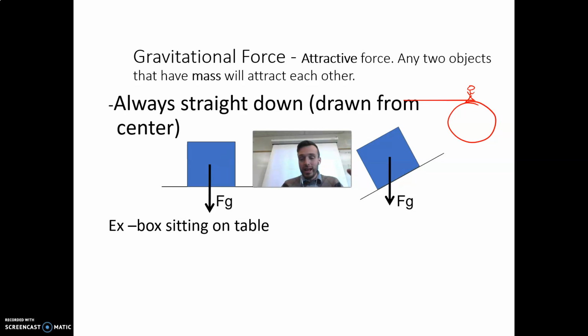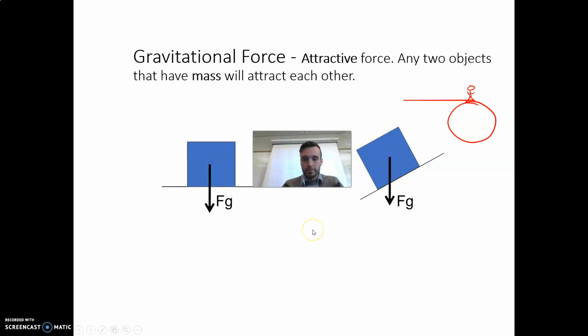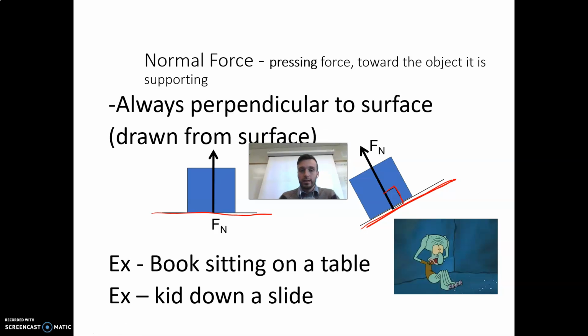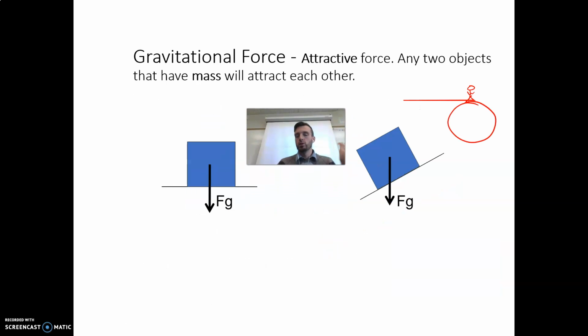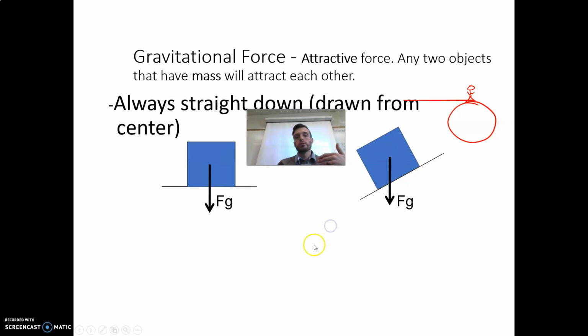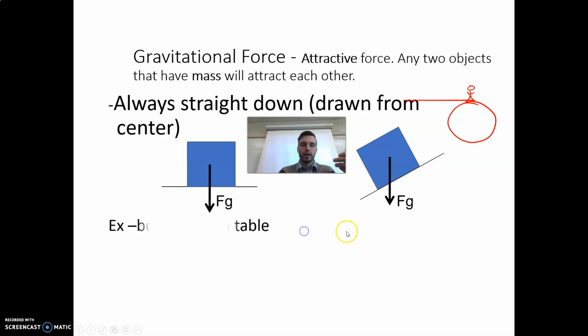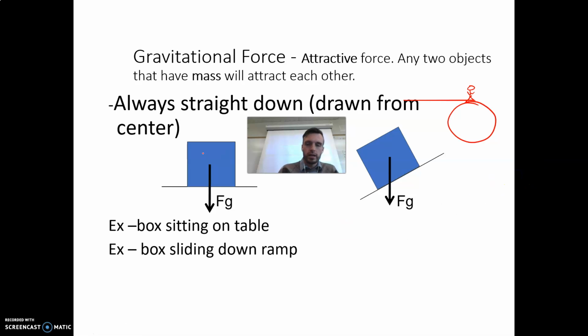The force of gravity is straight down. In the previous slide, the normal force is perpendicular to the surface. So people confuse this right away. Notice the normal force is perpendicular. Over here, gravity doesn't care what surface you're on. It's always pulling you straight down, at least in a reference frame of Earth. And so we always draw the line straight down from the center of the object. So for example, here's your box sitting on a table again. Here's a box sliding down a ramp. Force of gravity would be indicated straight down in both cases.